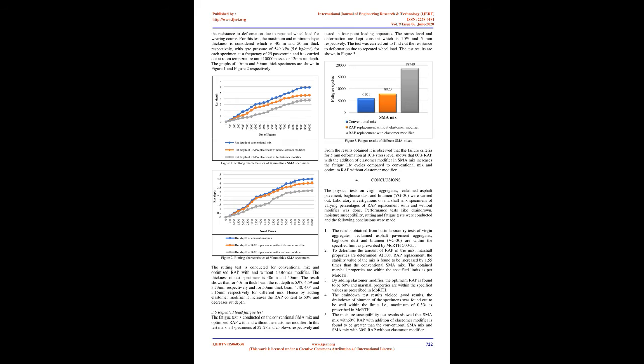3.2 Drain down test. The drain down characteristics for the SMA mix were conducted for the conventional SMA mix as well as for the SMA mix with optimized RAP with and without elastomer modifier. The results are tabulated in Table 8. Table 8: Drain down properties of SMA mixes. The drain down test results yielded good results. The drain down of bitumen of the specimens are found to be well within the limit of 0.3% maximum as prescribed in MORTH 16.